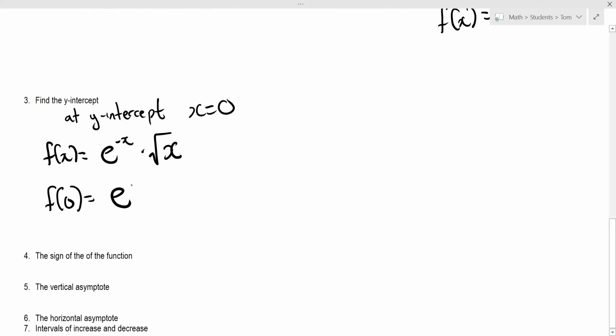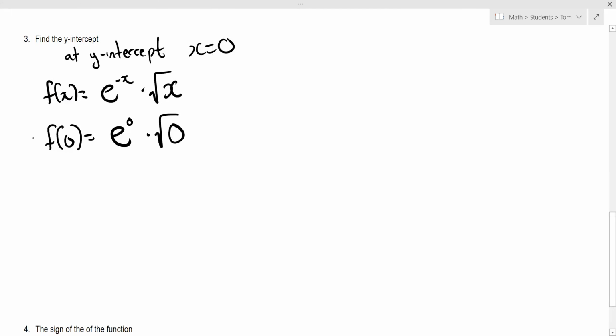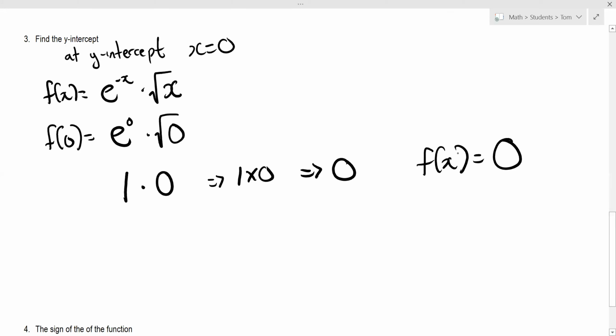That will be e to the power of negative 0. You can just write 0, I mean, negative 0 is 0, times square root of 0. Now, anything to the power of 0 is 1, times square root of 0, which is 0. So we have 1 times 0, that's still equal to 0. So at the y-intercept, where x is equal to 0, f of x is also equal to 0.